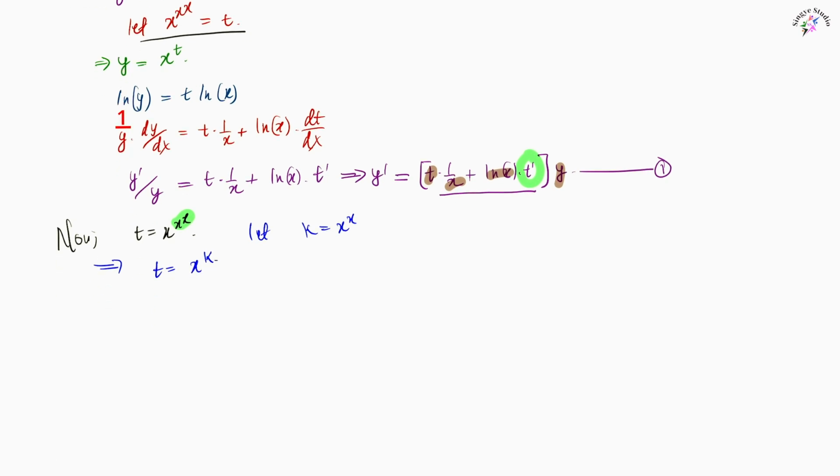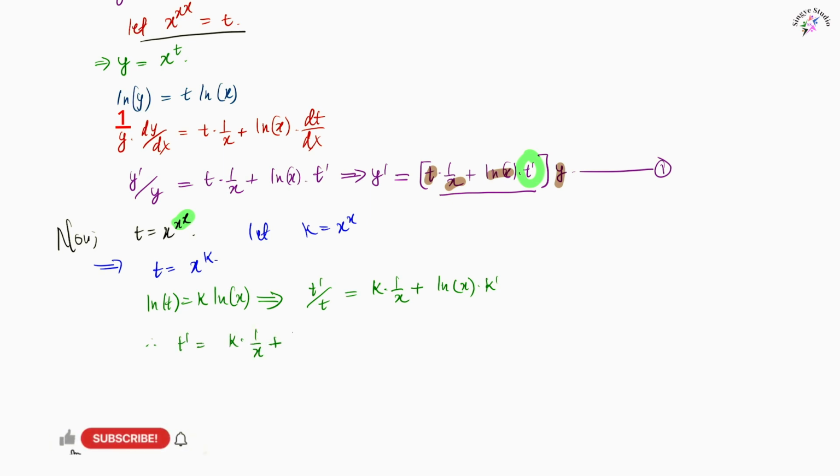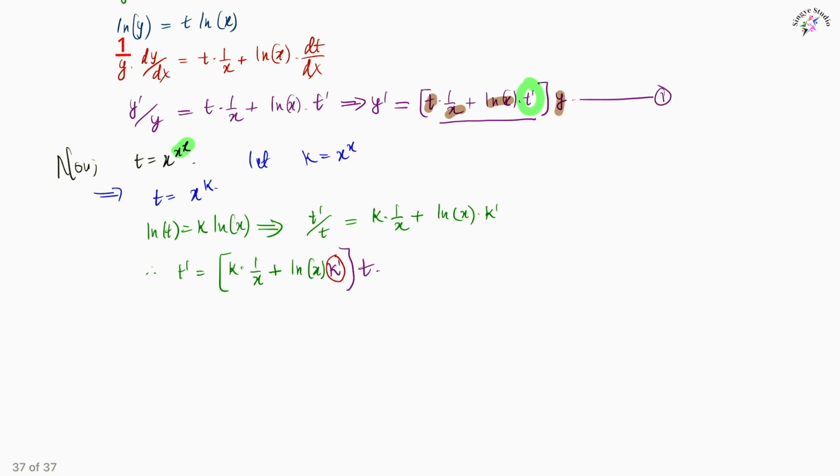So we will apply the same step: ln t equals k times ln of x, right? And by differentiating implicitly we get t prime upon t equals k times 1 upon x plus ln x times k prime. So our t prime will be k times 1 over x plus ln x times k prime, the whole times t. And here also we don't know the value of k prime, so we have to find it by taking another step. We have that k equals x raised to x.